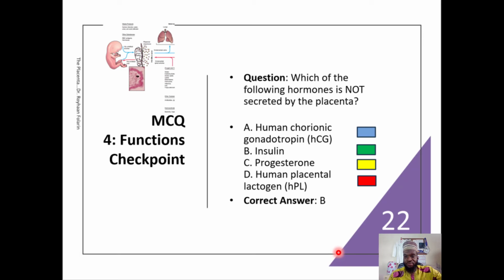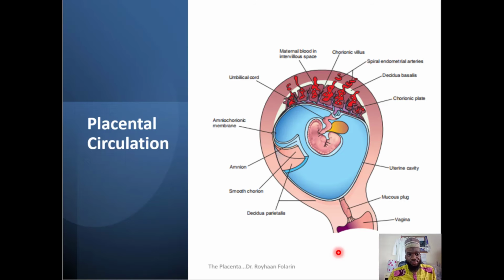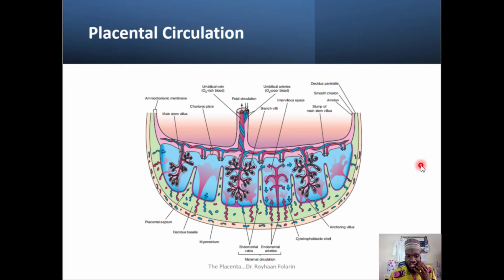Okay. So going further into placental circulation. We have seen this picture before, where we show the unique structure of the placenta and how it is able to perform its multiple roles, right? There is an additional picture here that is emphasizing the placenta itself.